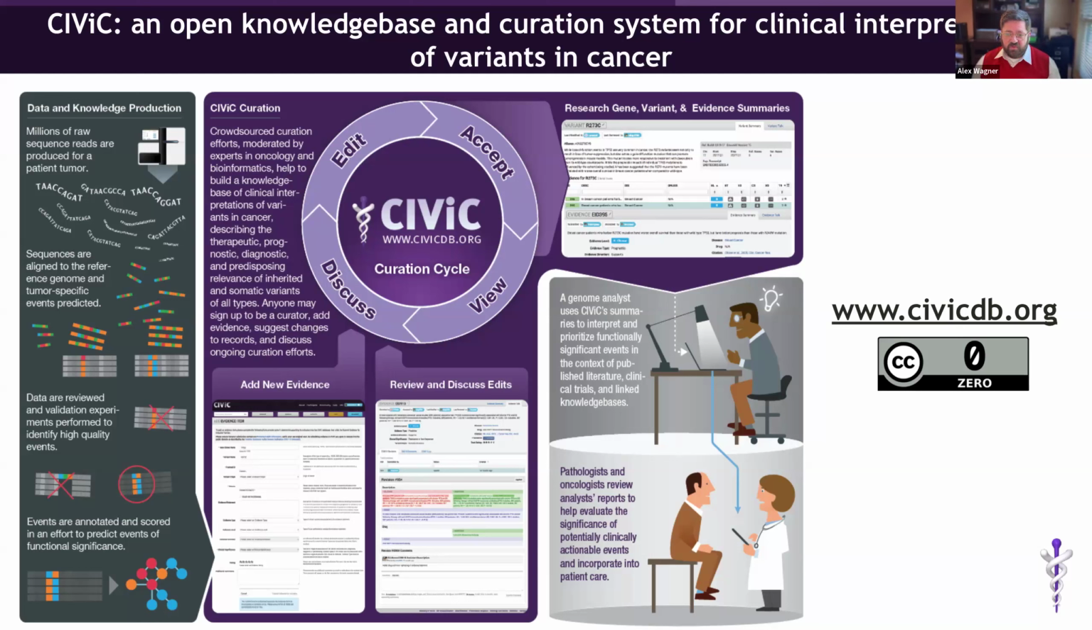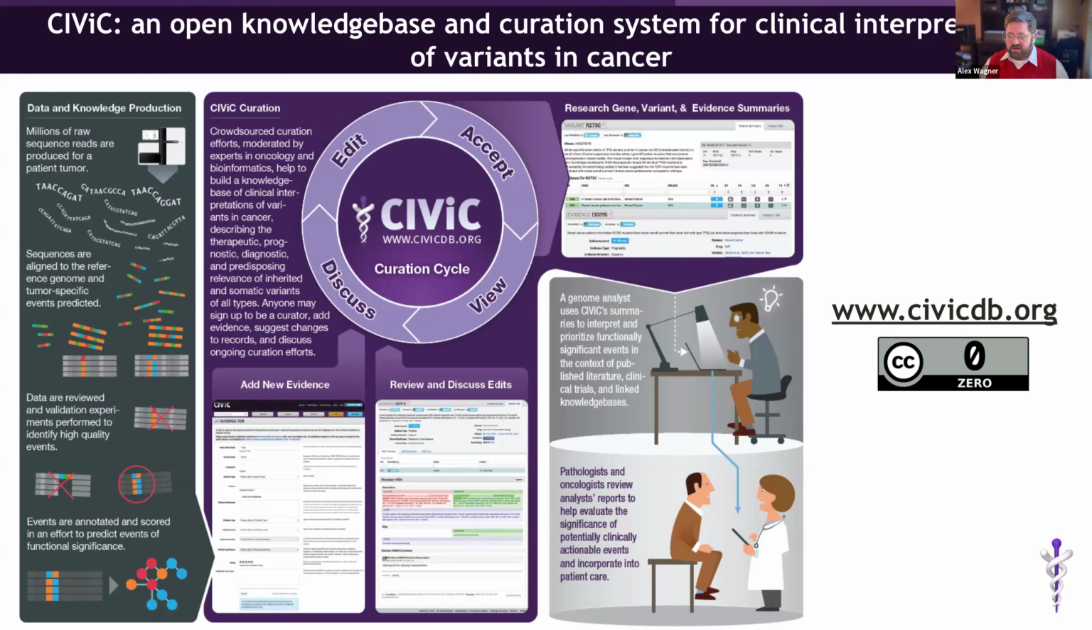And it's designed to work through a curation cycle where we have community curators that come in and provide evidence about the role of variants in cancer diagnosis, prognosis, treatment, and progression. And also provide some context around how these are then used in professional society guidelines. We'll talk a bit about that later. But in short, those curators come in and provide this information. Anybody in the community can do it.